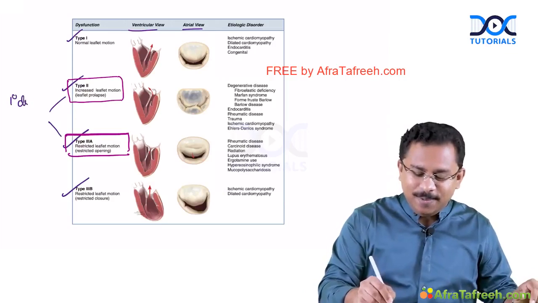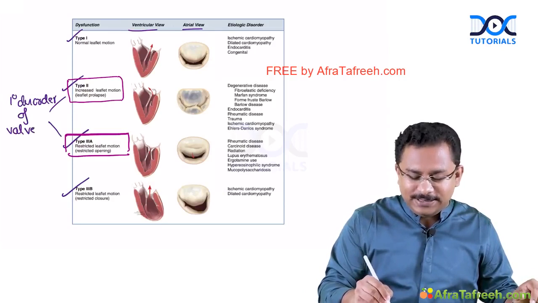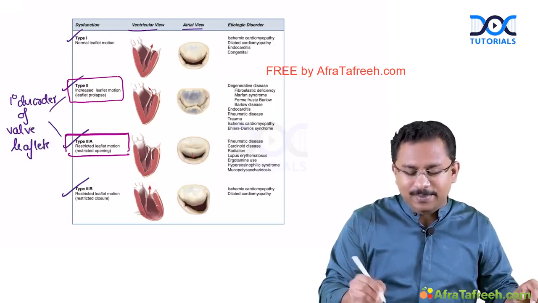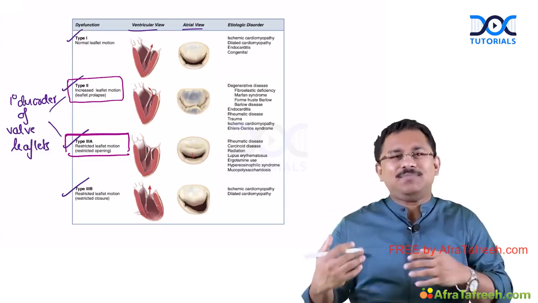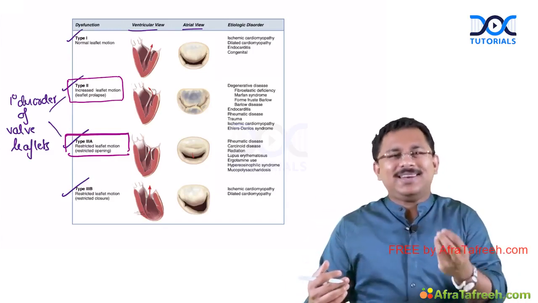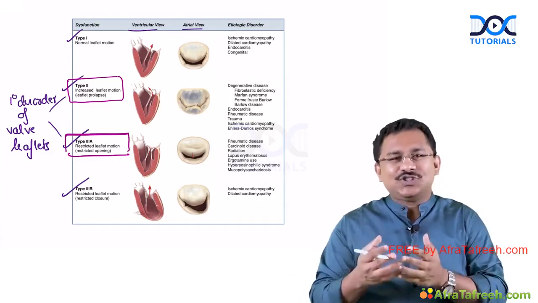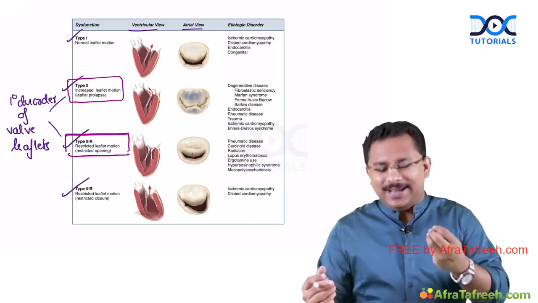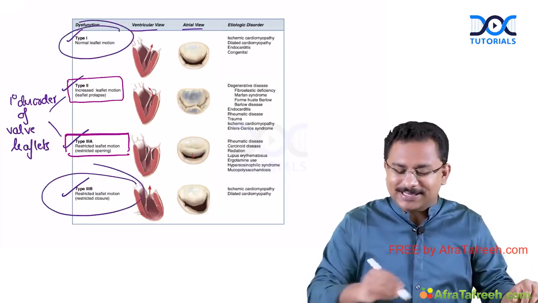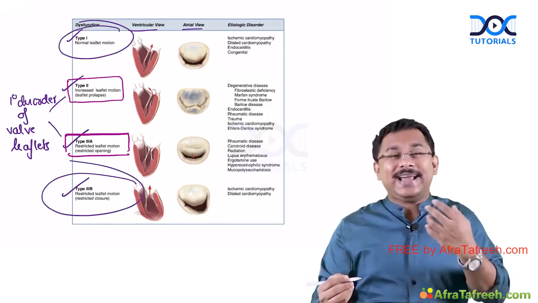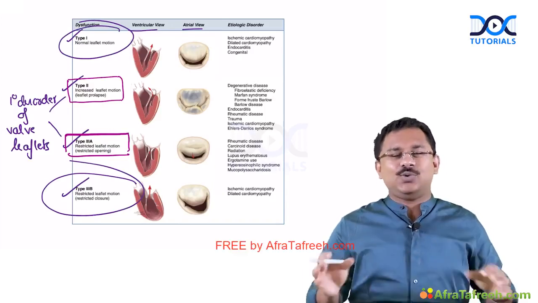They are primary disorders of valve leaflets, whereas type 1 and type 3B have relatively normal valve leaflets. However, there is a distortion of the LV as well as annular remodeling. Because of this, in type 1 as well as type 3B, you will have a secondary mitral regurgitation that occurs in association with these two types.